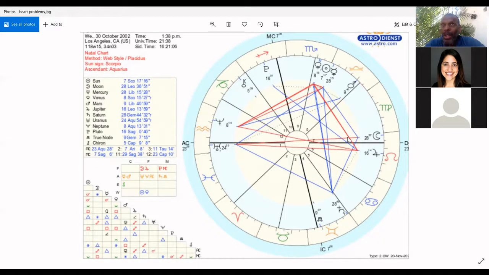Not only that, we've got one of those negative receptions. The moon is in Leo, which is the detriment of Saturn. The moon is applying. Here's a perfect example of the exact same numbers. The moon is at 28°37', Saturn is at 28°42'. I used 37 and 42 right before this.